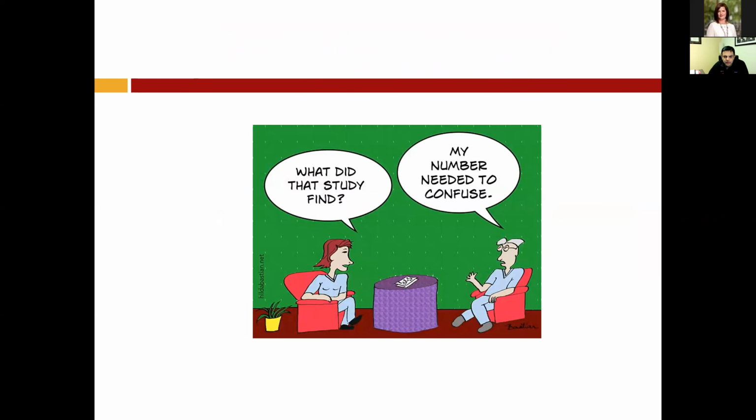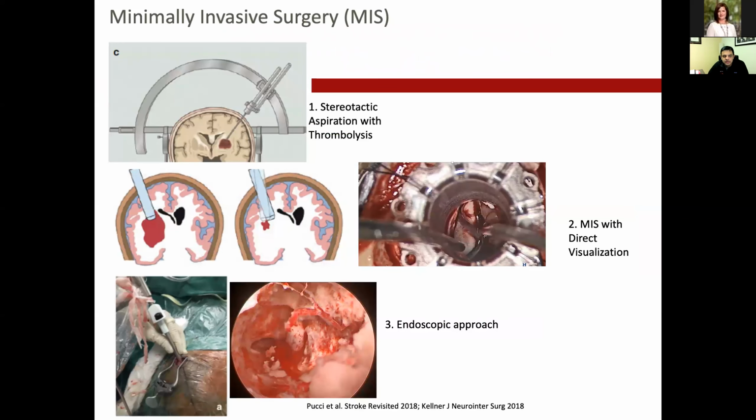That has led to some newer techniques that we use in clinical practice. This is the latest in town, which is called minimally invasive surgery. There are 3 different types of surgeries that are offered. This is the stereotactic aspiration with thrombolysis, where you just aspirate the clot out through this syringe-like thing.